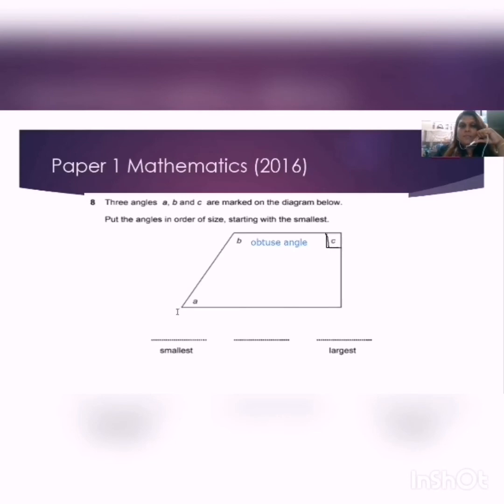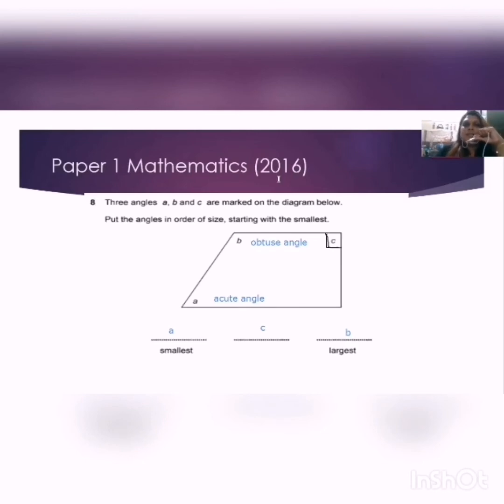How about angle A? This is smaller than a right angle. Therefore, this is an acute angle. When you know the name of the angle, it's easier to put them in order. Which is the smallest? The acute angle is the smallest. Therefore, A goes first, followed by the right angle, which is C, and the largest angle, which is the obtuse angle, which is B. Therefore, the order of size is A, C, and B.